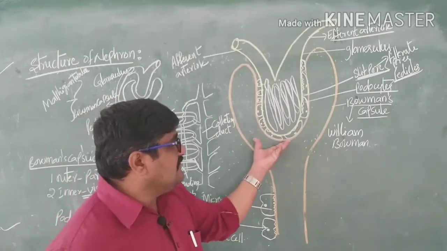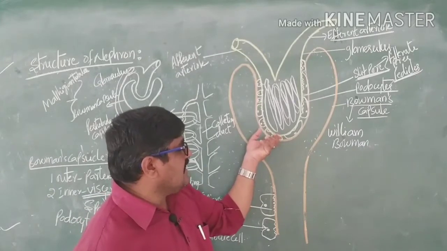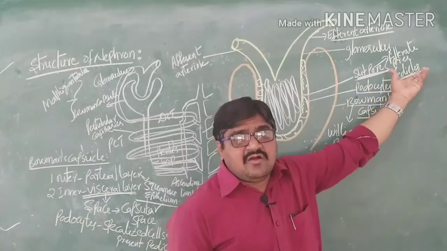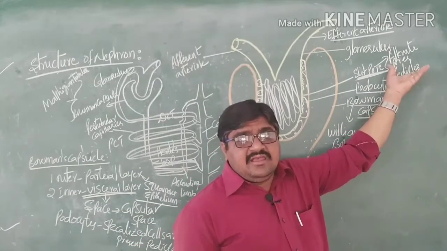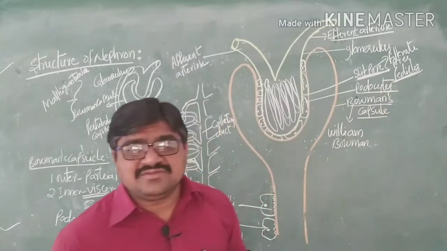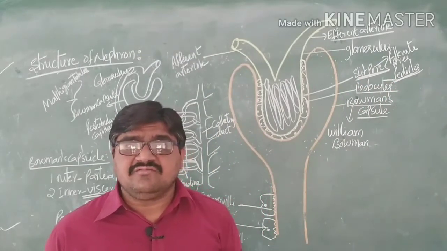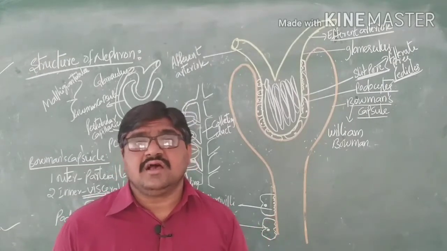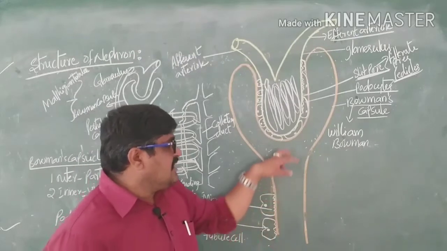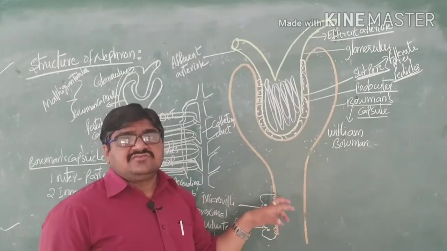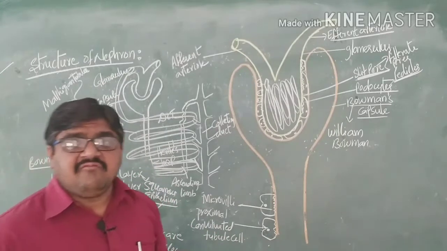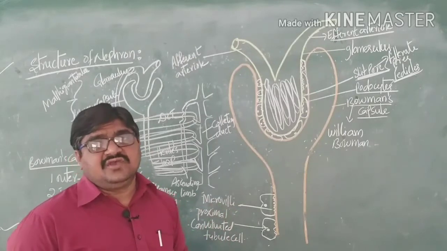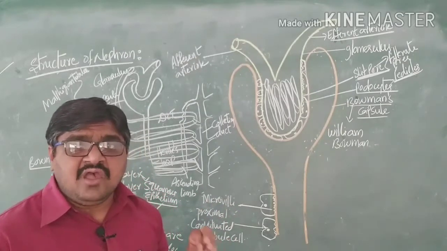So, the Bowman's capsule has the visceral layer with specialized cells called podocytes. The podocytes have specialized projections called pedicels, and in between the podocytes there are split pores. These split pores are helpful for the filtration of the blood, so they are also called filtrate pores. These are the two regions present in the Malpighian tubule.